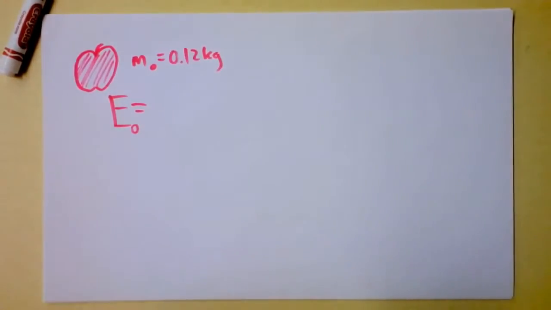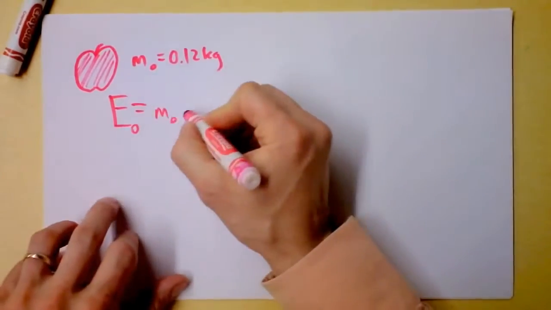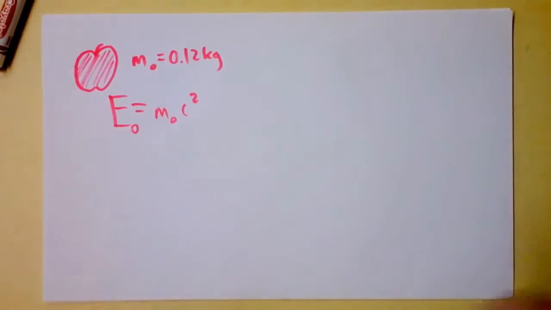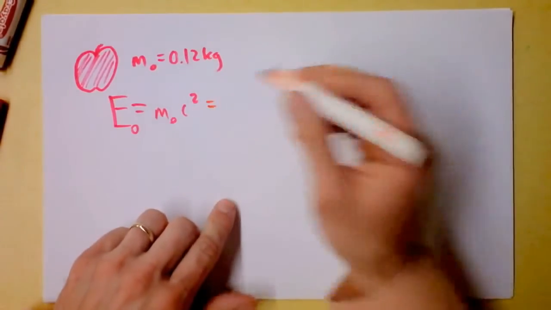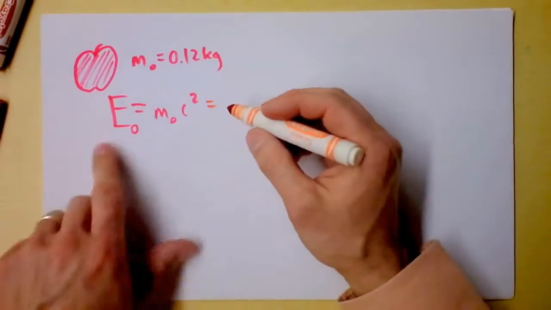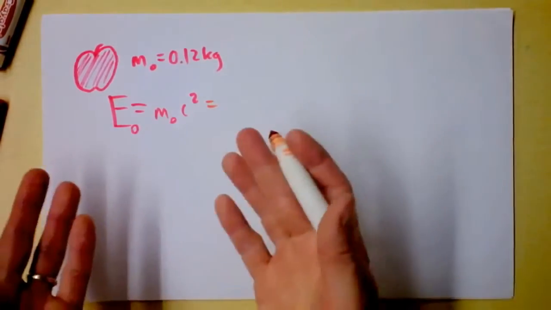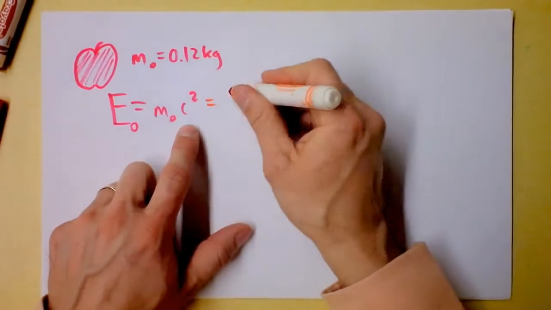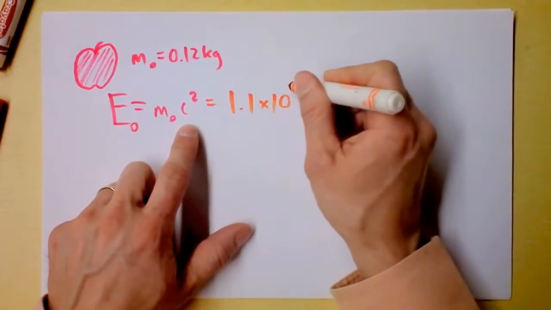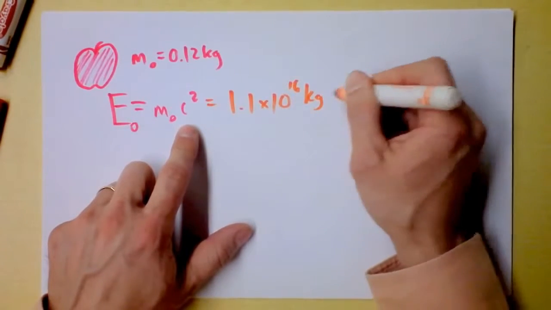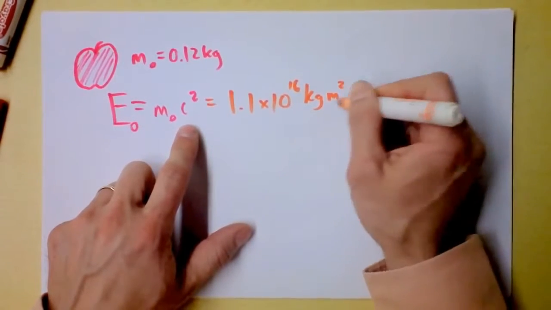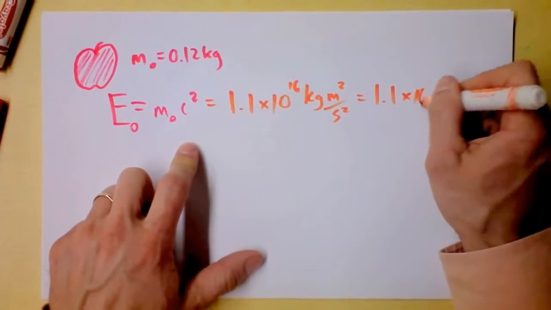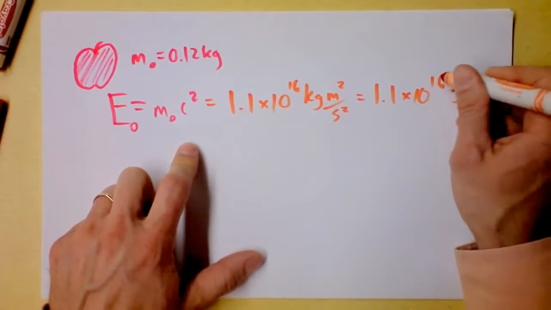Now, the rest energy of this apple is the mass of the apple times c squared. c is the speed of light, 3 times 10 to the 8th meters per second, and when I square it, it's going to get really, really big. It's in SI units, so I'm going to use kilograms and meters per second. I'm going to find the energy to be 1.1 times 10 to the 16th kilogram meters squared per second squared. That's a joule. 1.1 times 10 to the 16th joules.